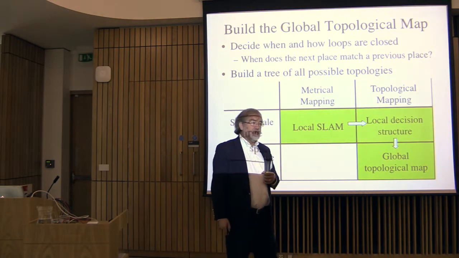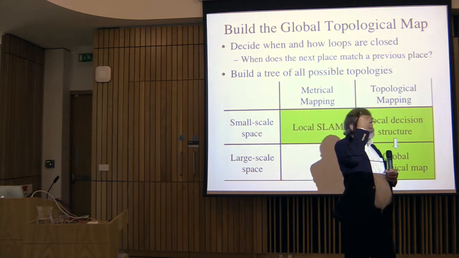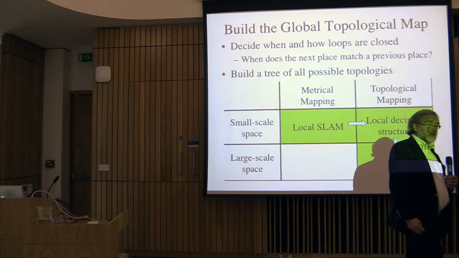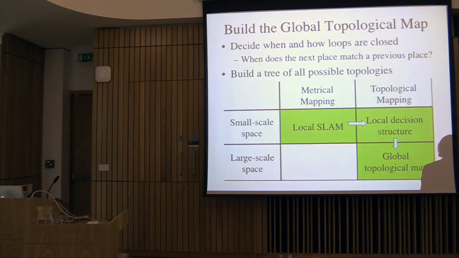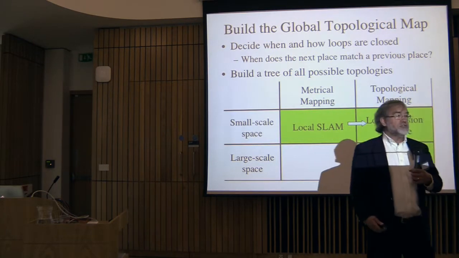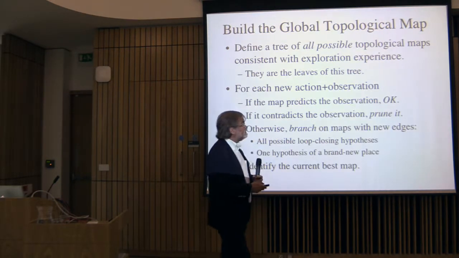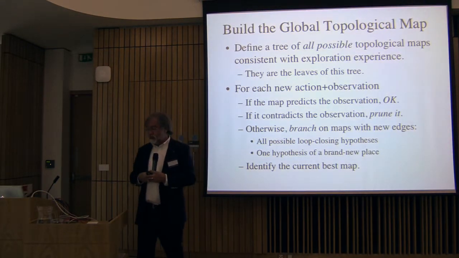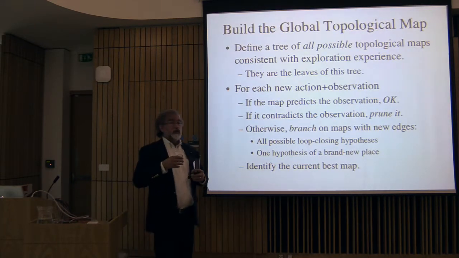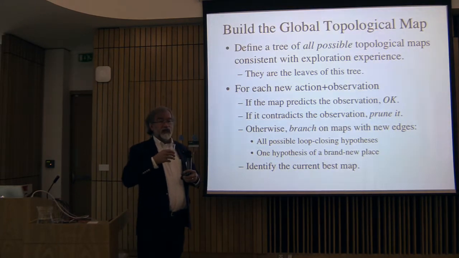And this is where I claim in the spatial semantic hierarchy that loop closing problems are solved. Loop closing problems are often treated by the purely metrical mapping folks as metrical problems. But a metrical problem has many, many solutions, usually a continuous space of solutions, whereas a topological problem has a discrete space of solutions. So what we're going to do is create a tree of all possible global topological maps that are consistent with the local observations.